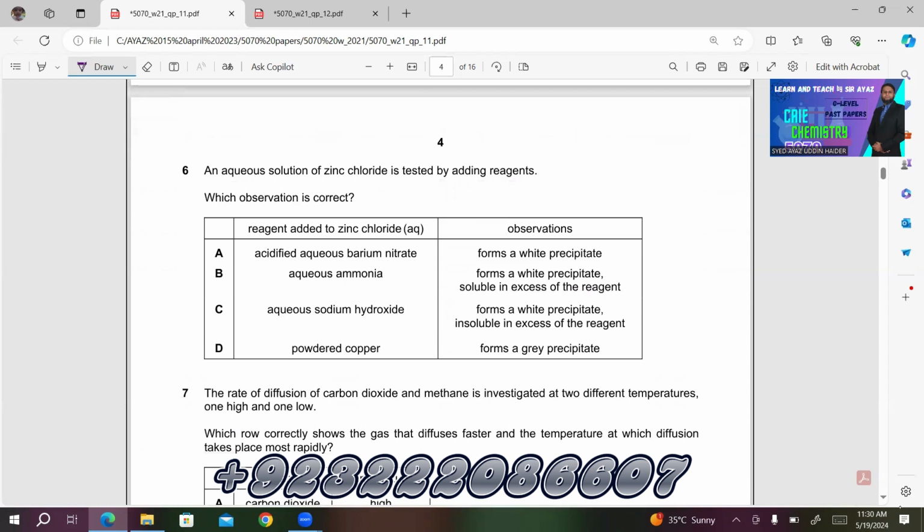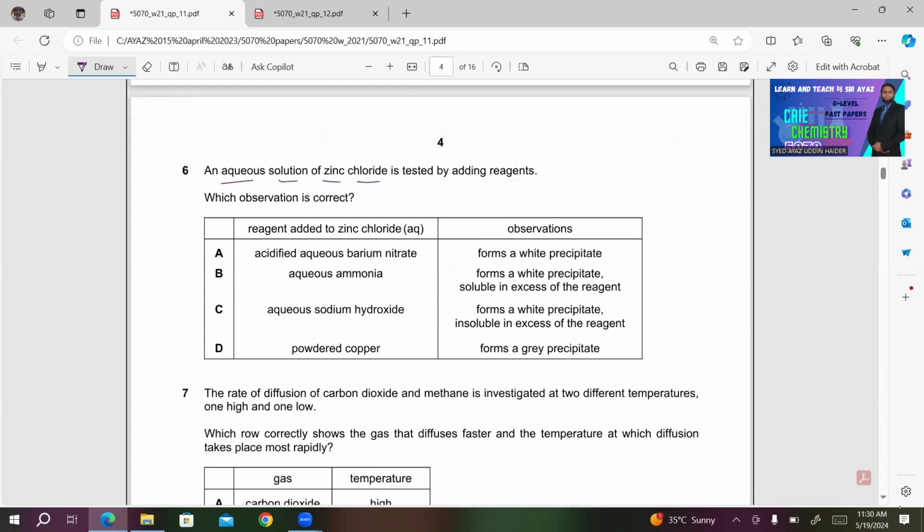Number 6, an aqueous solution of zinc chloride is tested by adding reagents. Which observation is correct?